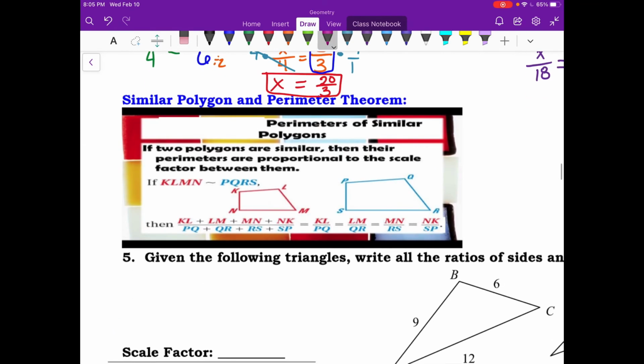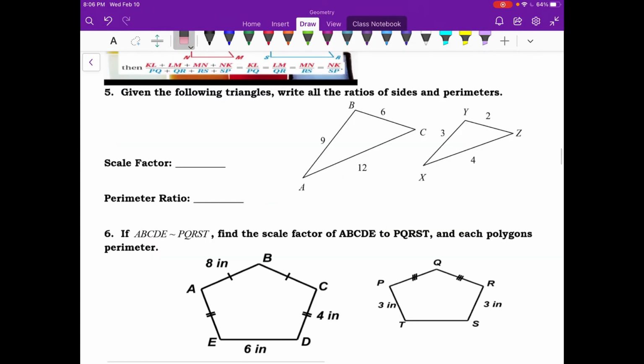Let's look at our next theorem. Similar polygon and perimeter theorem. This theorem says that if two polygons are similar, then their perimeters are proportional to the scale factor between them. Basically saying that the perimeter proportions are the same as every other proportion. Cool. So for number 5, given the following triangles, write all of the ratios of sides and perimeters.